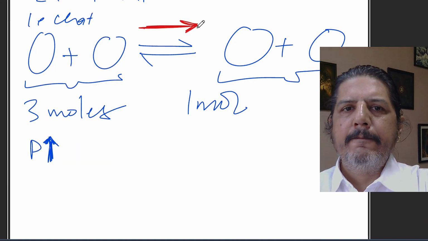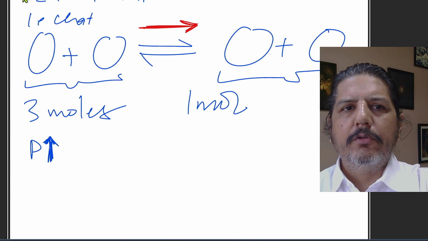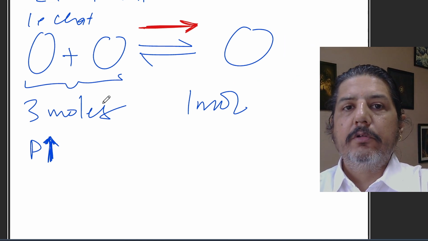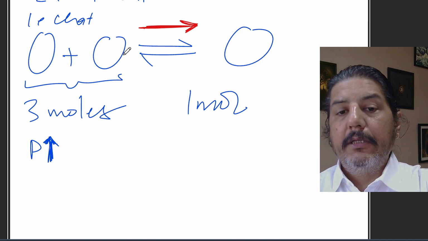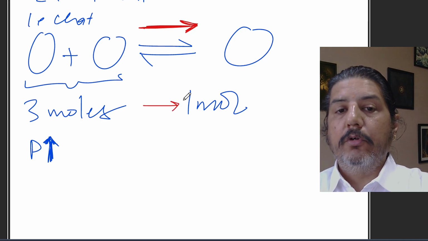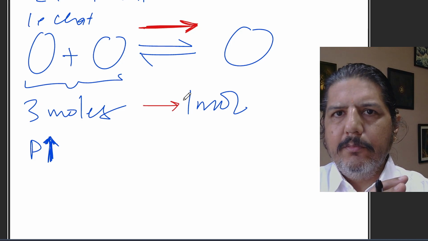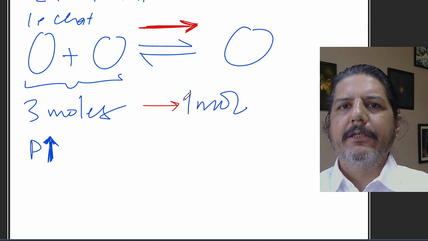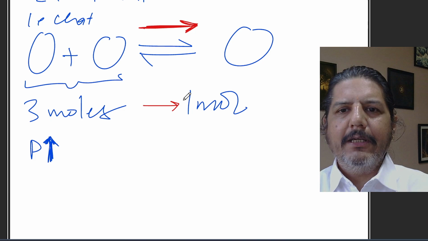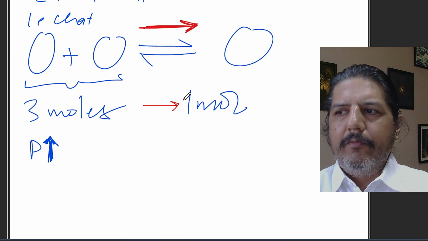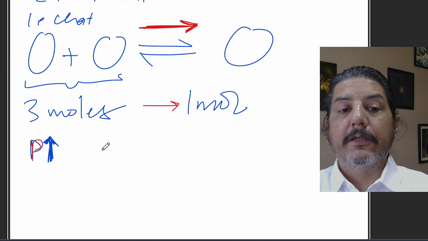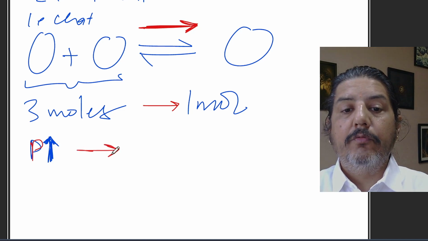Why forward direction? Because see, what is happening is 3 moles are being converted to 1 mole. So if the reaction moves in the forward direction, then less number of moles are being made, and that is why the system will be successful in opposing the increase of pressure. So if we increase the pressure, the system will move in the forward direction.